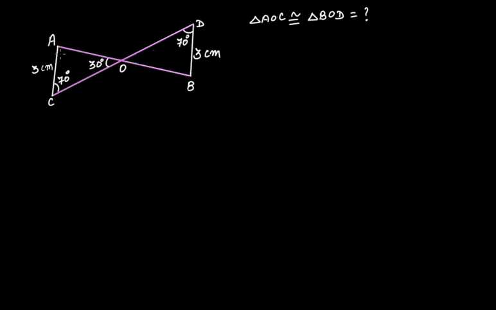Since these two are line segments, can we say that this angle, that is angle AOC, and this angle, that is angle BOD, will be equal? Now if you're wondering why, it's because these two are vertically opposite angles. That's why I highlighted these two line segments. So this will also be 30 degrees.